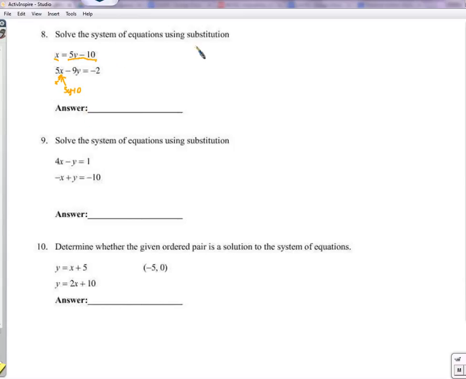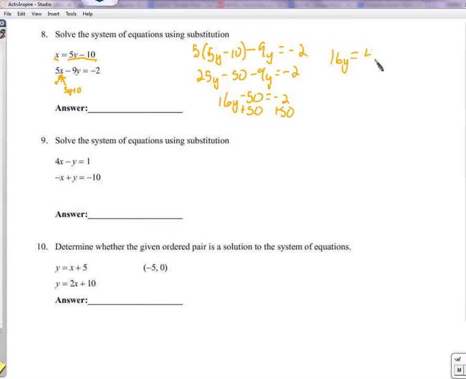Instead of writing x, I'm going to write 5y minus 10 minus 9y equals negative 2. The rest of the equation is exactly the same. We've just replaced x with something this equation tells us is exactly the same as x. So I'll go ahead and distribute and get 25y minus 50 minus 9y equals negative 2. 25y minus 9y is going to be 16y minus 50 equals negative 2. Then I'm going to add 50 to both sides.